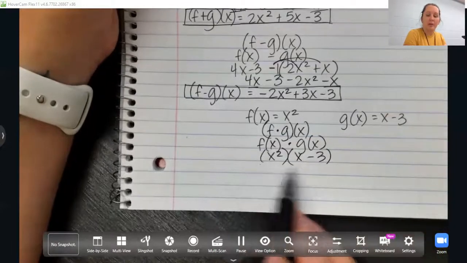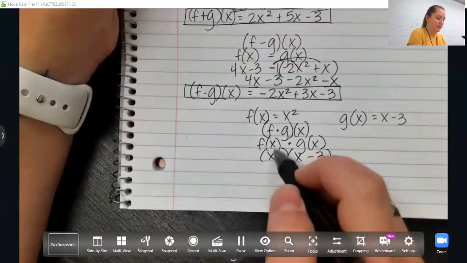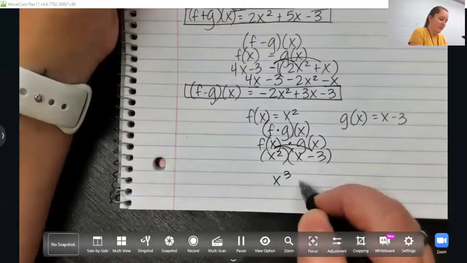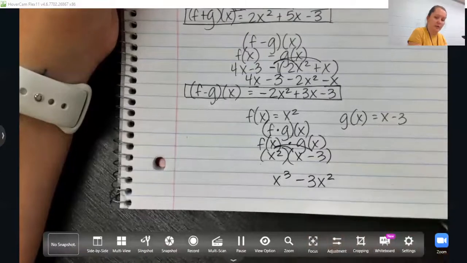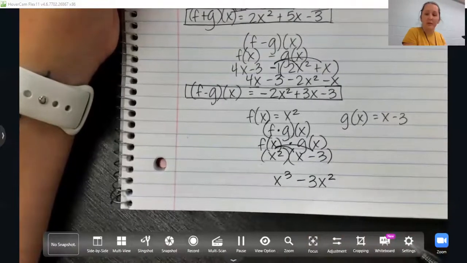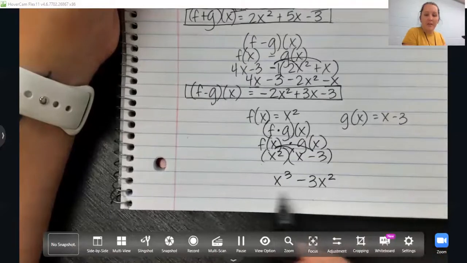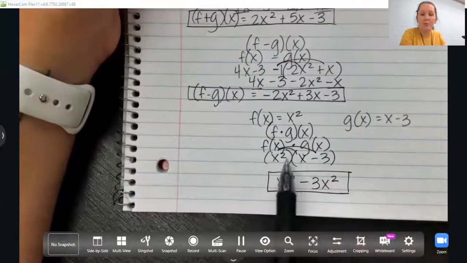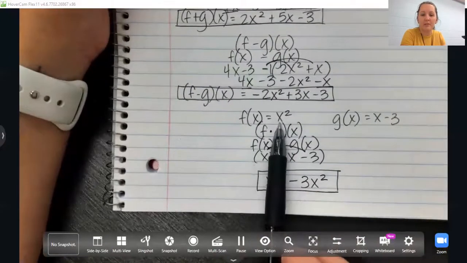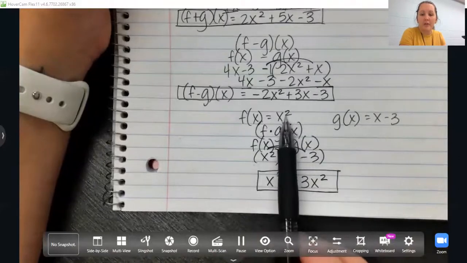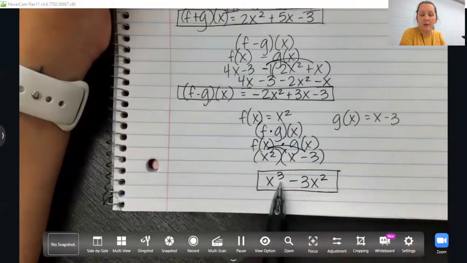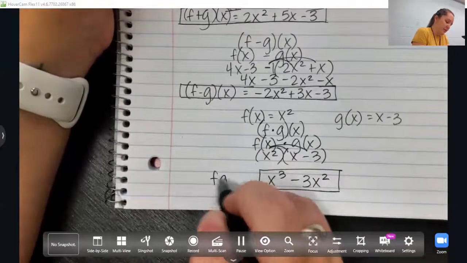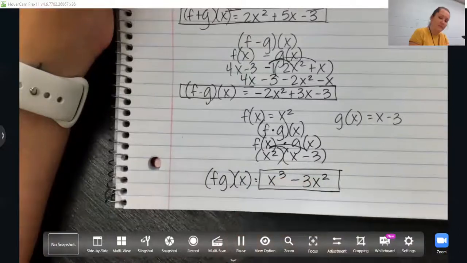So I have a monomial out here and a binomial. I'm going to distribute that x squared over. So we have x cubed minus 3x squared. Give myself a little bit of room to write my exponents. I don't have any like terms to combine, so this is going to be my answer. Notice that when we multiplied our functions, it increased our power here. It increased. So this is f times g of x.